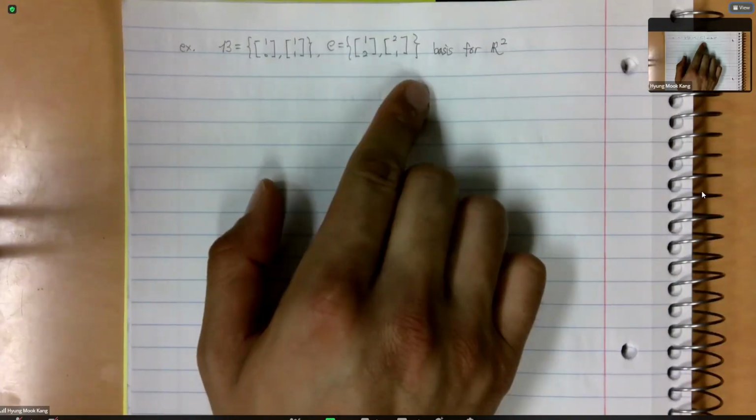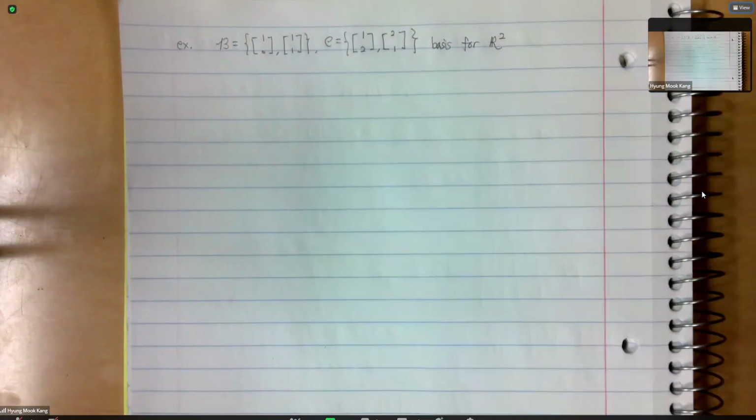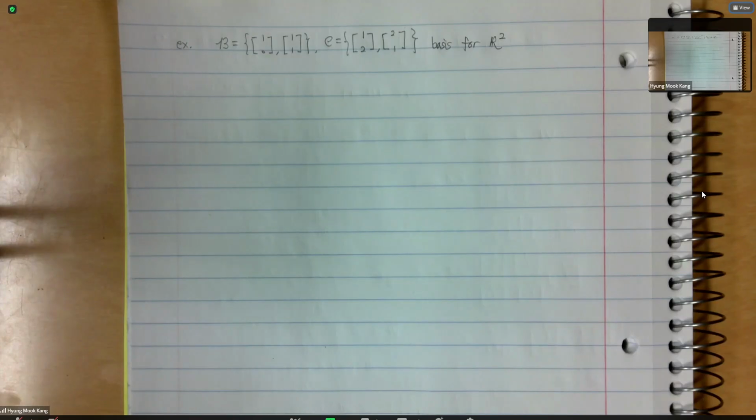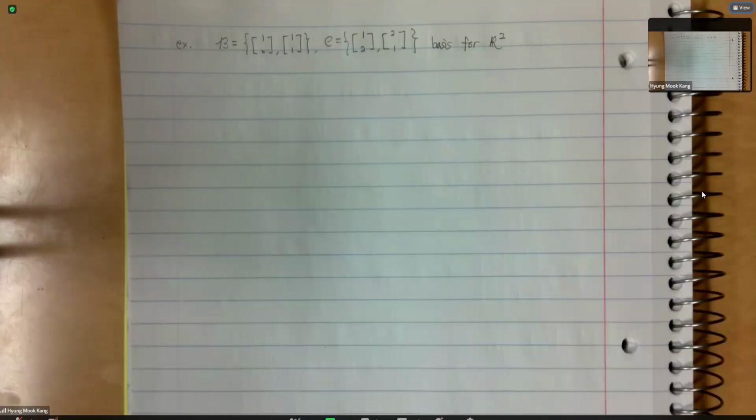So the question is, considering these two sets of vectors, what method can we use to know that these two are all bases for R2? Is it if they're linearly independent? If these two are linearly independent, yeah, definitely it's going to be bases by the matrix inversion theorem.